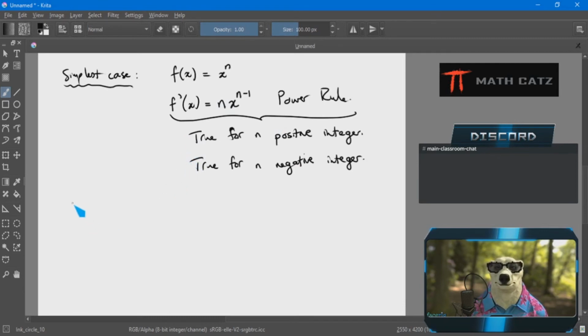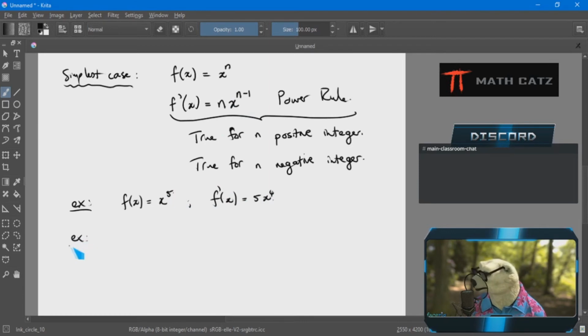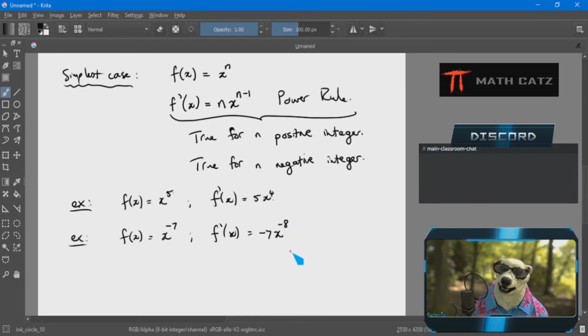And if we did, for example, a couple here, if we say let f be x to the 5, then the derivative is going to be 5x to the 4. So I just noticed that formula. If I look at a random negative power of x, let's say negative 7, then the derivative is going to be negative 7 goes in front, x to the 1 less, which becomes negative 8. So I always subtract 1 from the original power of x. Okay.